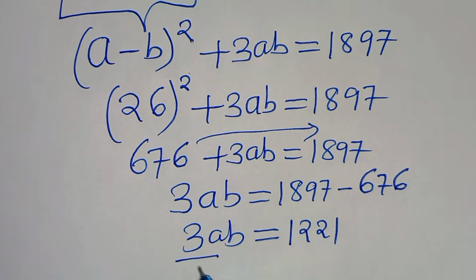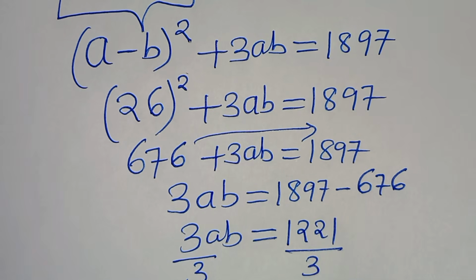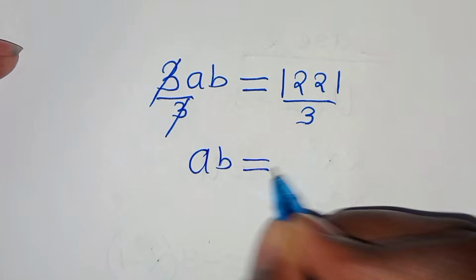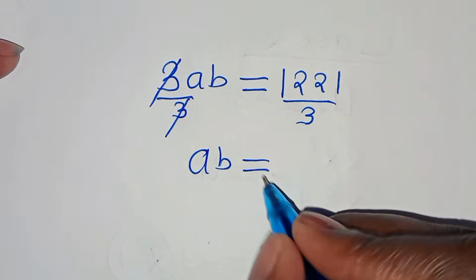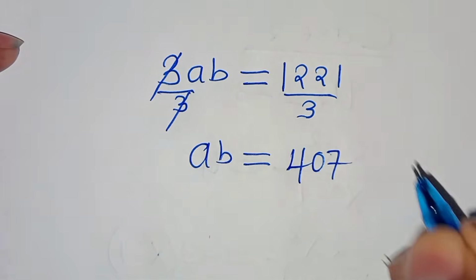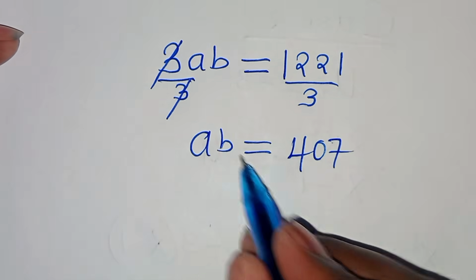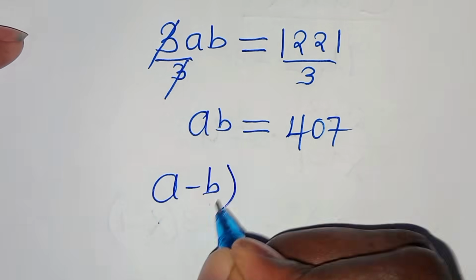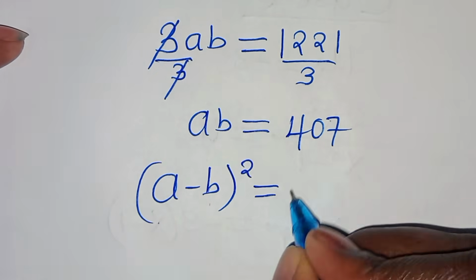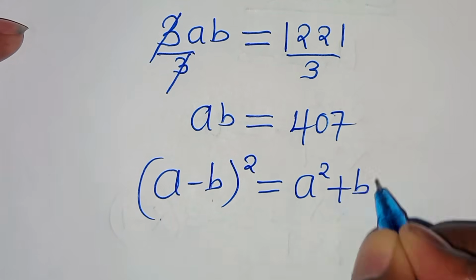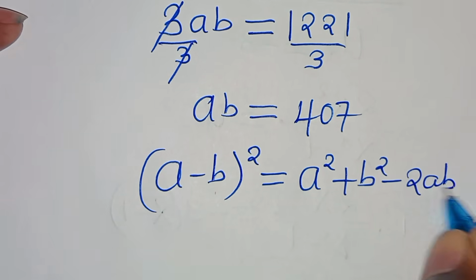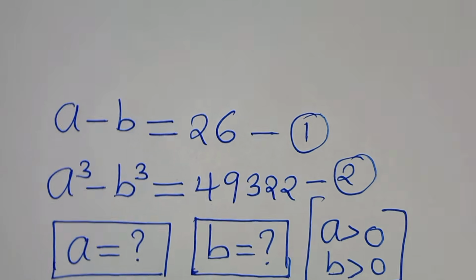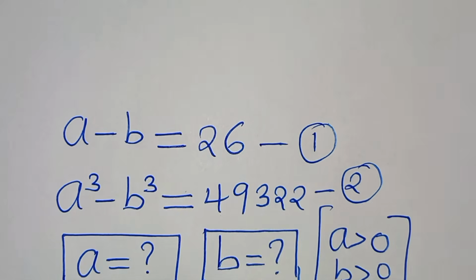So let's divide both sides by 3, so that we have ab is equal to 1221 divided by 3, which is equal to 407. So we have ab is equal to 407. We have that a minus b raised to the power of 2 is the same thing as a to the power of 2 plus b to the power of 2 minus 2ab. a minus b, this is equation 1, where a minus b is equal to 26.